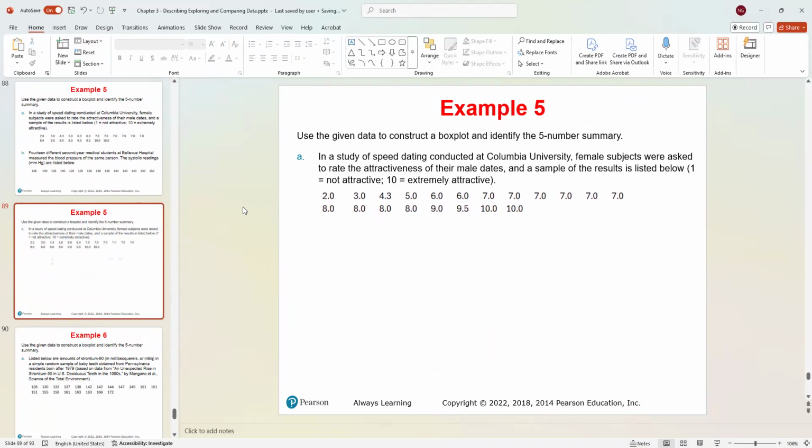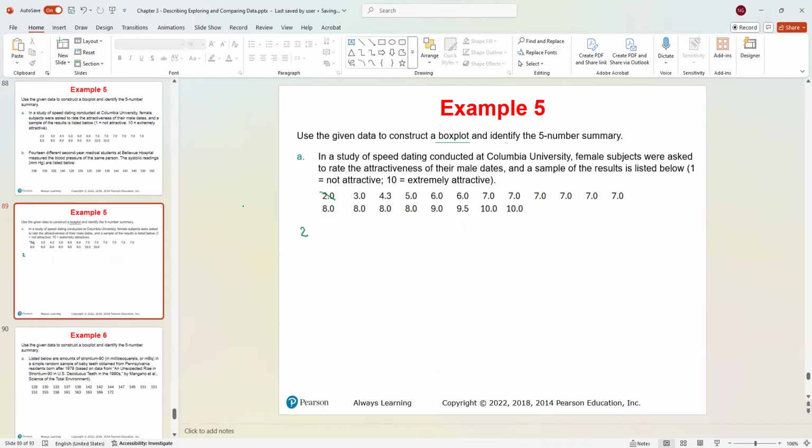But this is it. In a study of speed dating conduct at Columbia University, female subjects were asked to rate the attractiveness of their male dates, and a sample of the results is listed below. So, 1, not attractive; 10, extremely attractive. Our goal in this example is, the first thing they said, use the data to construct a box plot and identify the five-number summary. We definitely need the five-number summary to construct it. The first thing to do is to reorder the data from the smallest to the largest. I can see 2 and pick up 2.